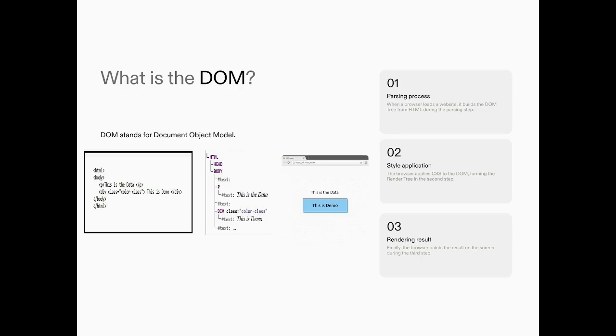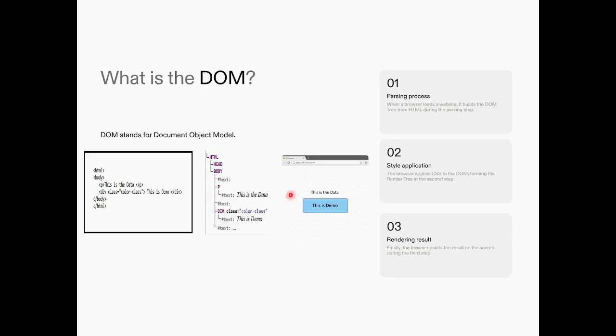DOM stands for Document Object Model. Whenever a browser loads a web page, it doesn't display the HTML directly. It goes through three steps known as parsing, style application, and rendering. In the parsing phase, the browser reads the HTML and builds a tree-like structure called the DOM tree. Now every element like p and div becomes a node in this tree.